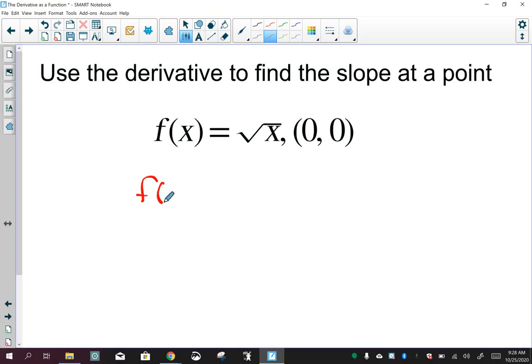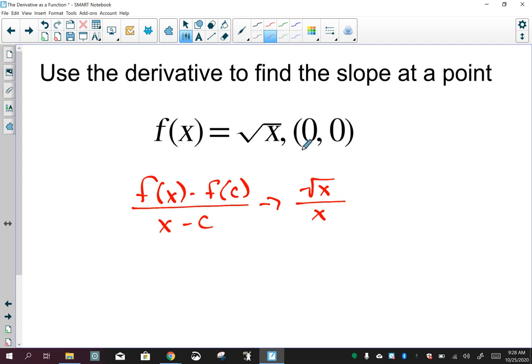So we have f of x minus f of c all over x minus c. So when I plug everything in, I get the square root of x all over x. So the problem is here, I can't cancel anything. There's nothing I can do with this. Because remember, this is a 0 and that's a 0, so these pieces go away, leaving me with just this. So actually, at (0, 0), I don't have a derivative there.